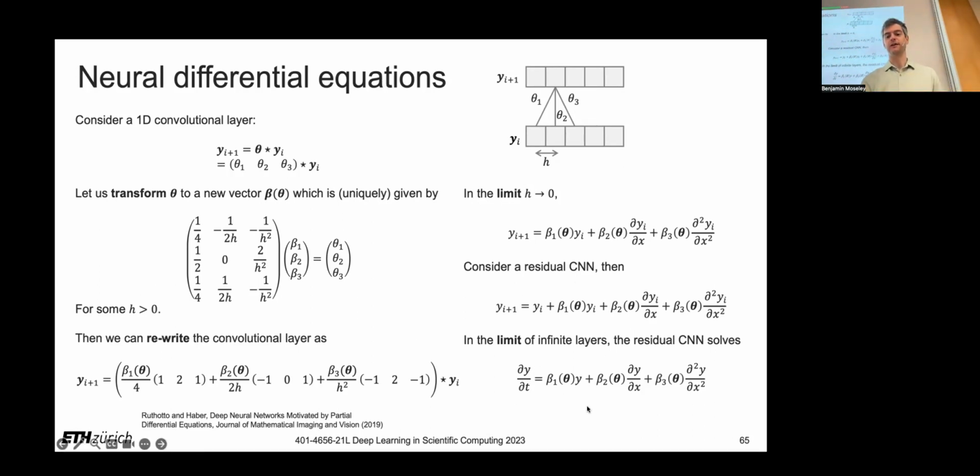And now we've ended up at a differential equation. So what we're saying is, residual CNNs solve this partial differential equation. It solves for y, given some initial value of y. And this is a neural differential equation because we have some learnable parameters inside the differential equation. The residual CNN solves this neural differential equation, and the parameters of the network turn up in the coefficients of each of these terms in the equation. So this is a really cool way of interpreting CNNs.